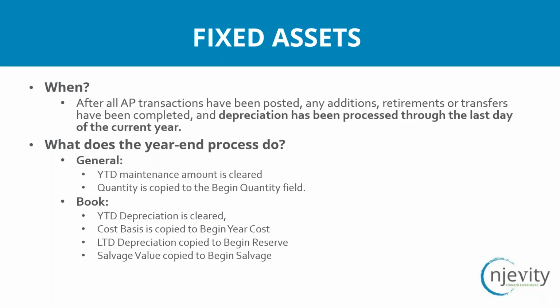So what does it do? In the general area of each fixed asset, the year-to-date maintenance amount is cleared out and the quantity is copied to a beginning quantity field. In the book, your year-to-date depreciation is cleared over to the life-to-date. Your cost basis is copied to the beginning year cost. Your life-to-date depreciation is copied to the begin reserve, and your salvage value is copied to the begin salvage value. So it's just, again, moving those balances forward.